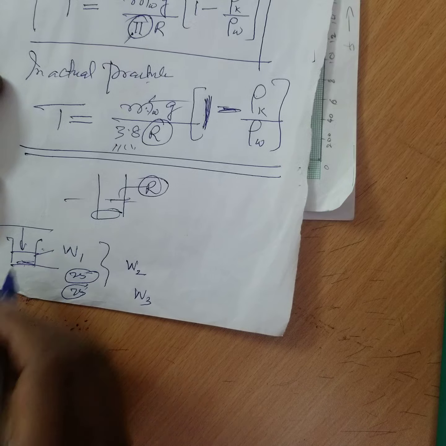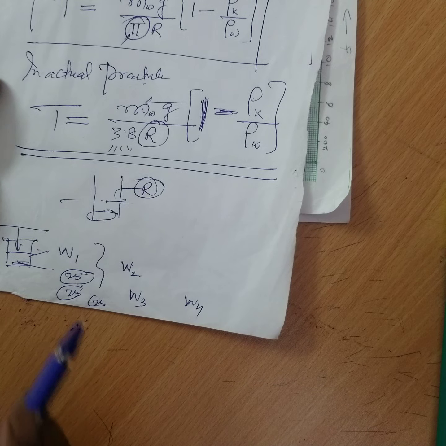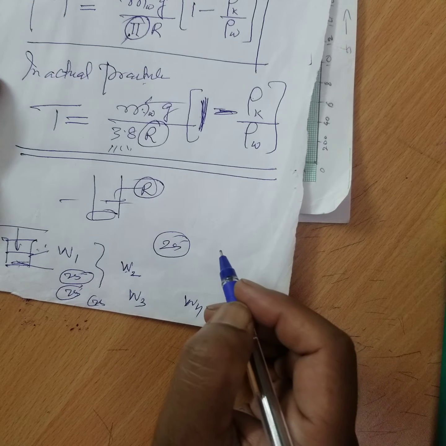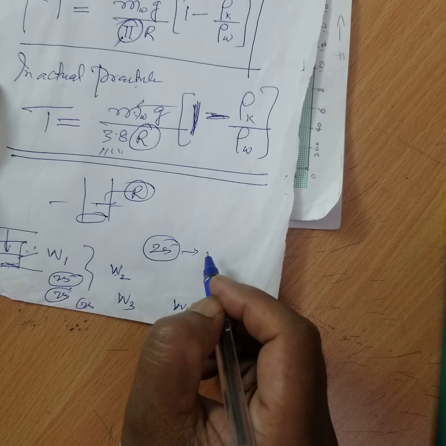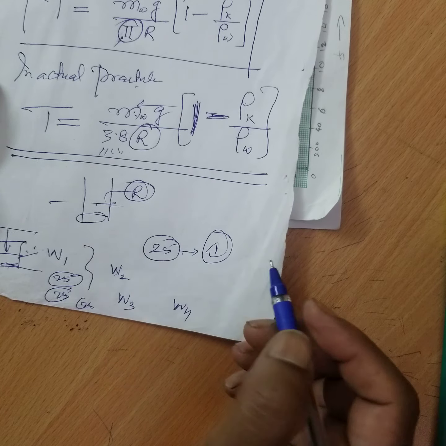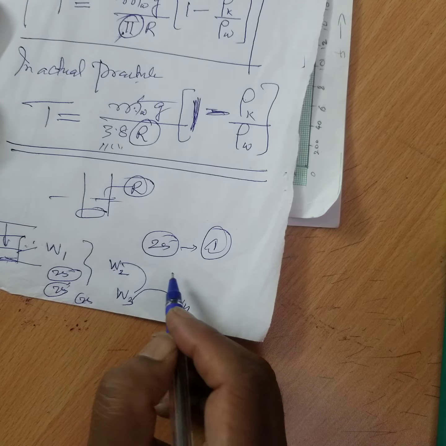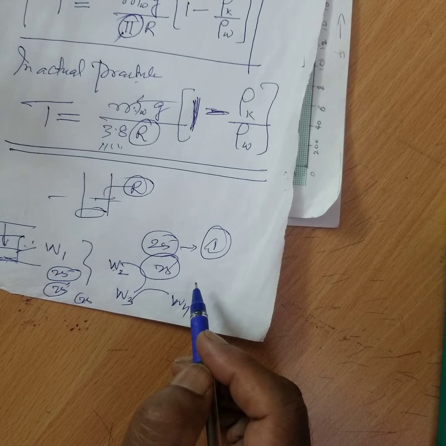W3 you collect it. Further you collect another 25. W4 you collect it. Therefore W2 minus W1 gives what? Weight of 25 drops, right? Therefore, if I know the weight of the 25 drops, I can calculate a single drop. Similarly, W3 minus W2 gives weight of 25 drops, divided by 25 gives weight of a single drop.